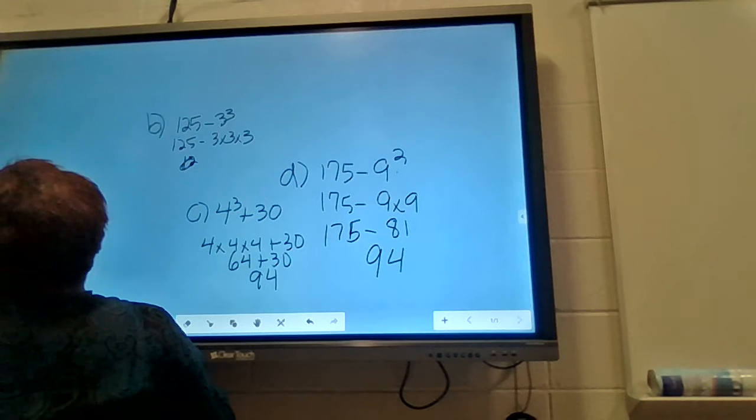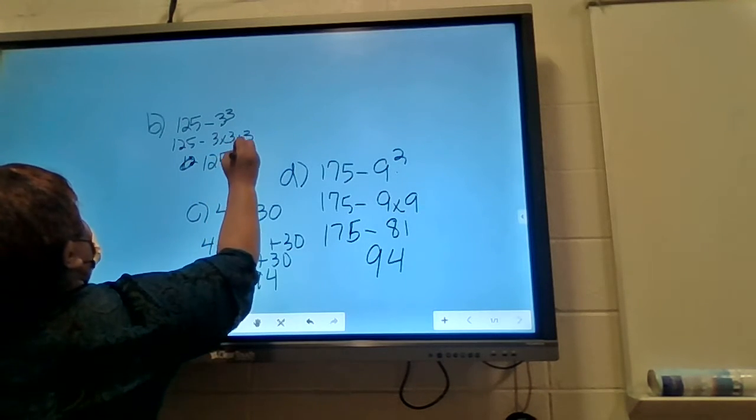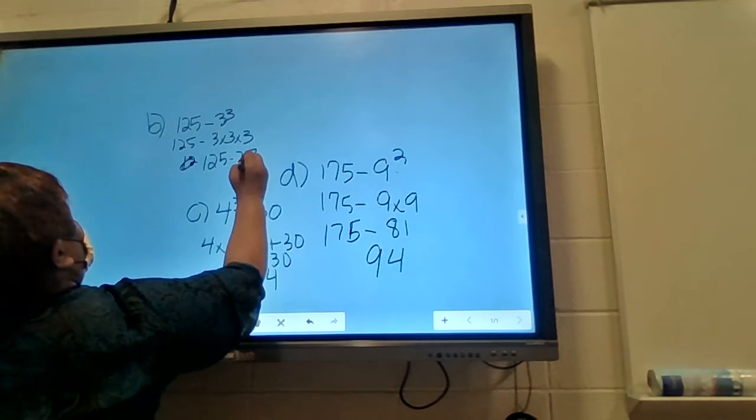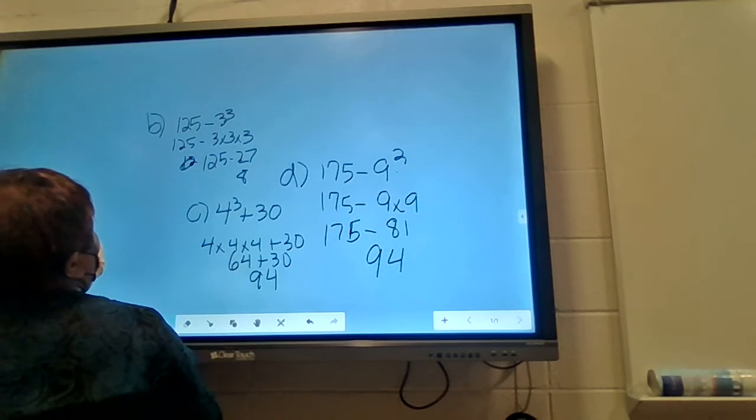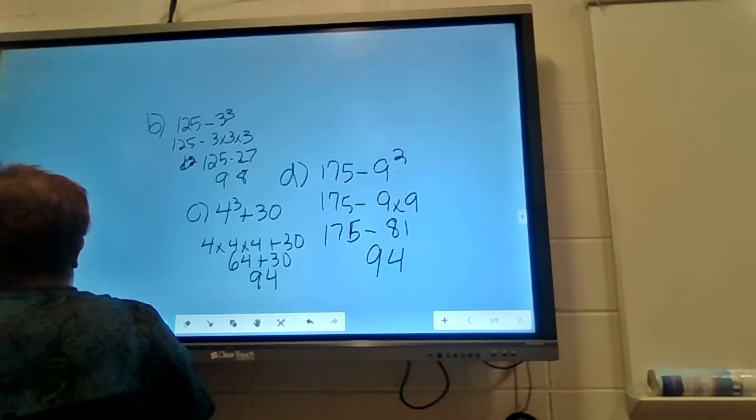That doesn't make sense. 3 times 3 is 9, times 3 is 27. So 125 minus 27. Okay, 15 minus 7 is 8. 11 minus 2 is 9. So option B is 98.